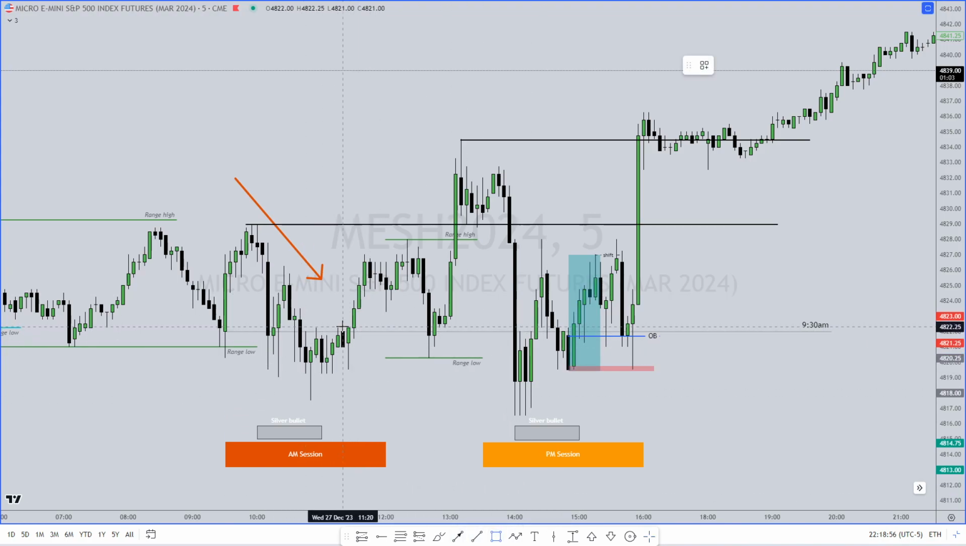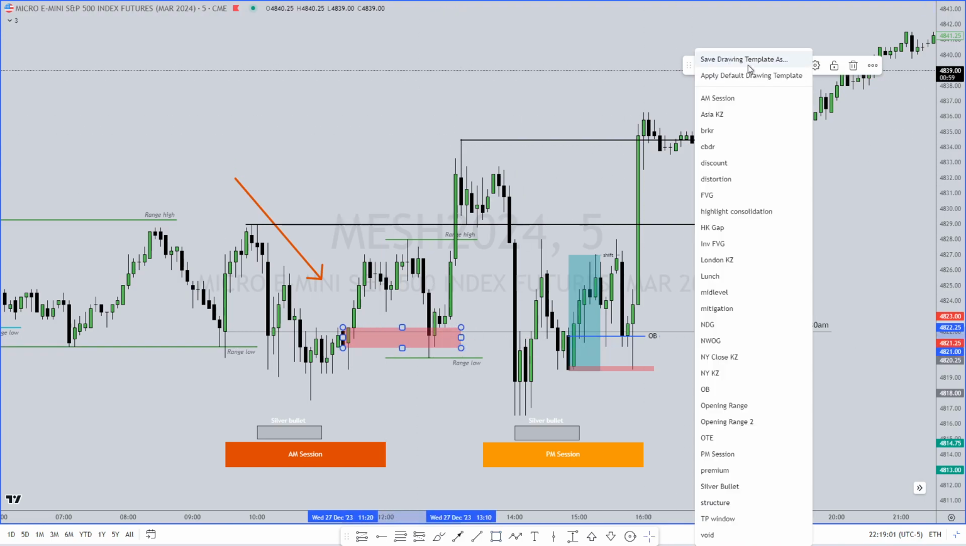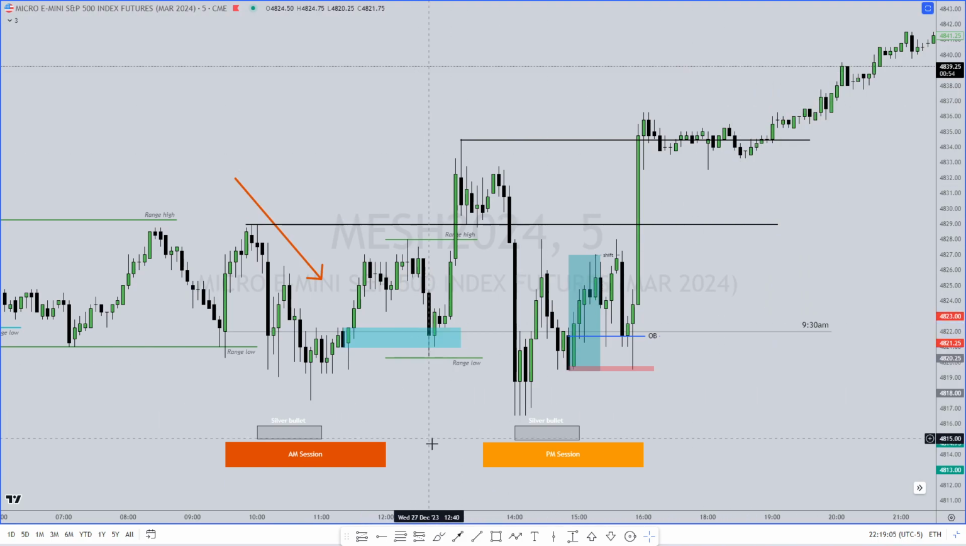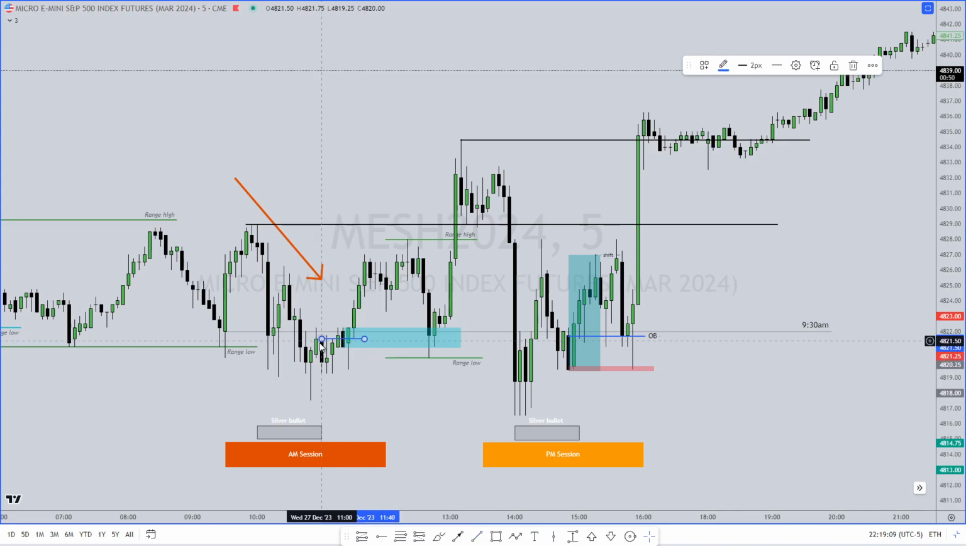that propulsion block. So this was a trade I took today. So this propulsion block, which was based off of this order block's range break.